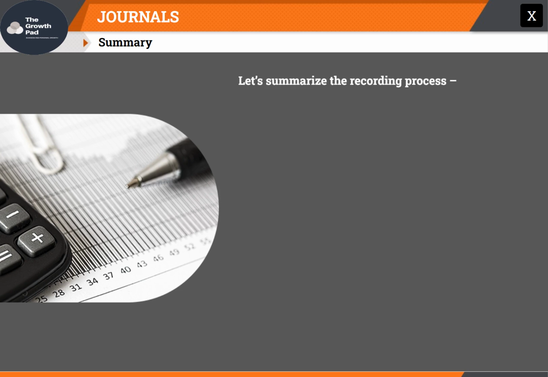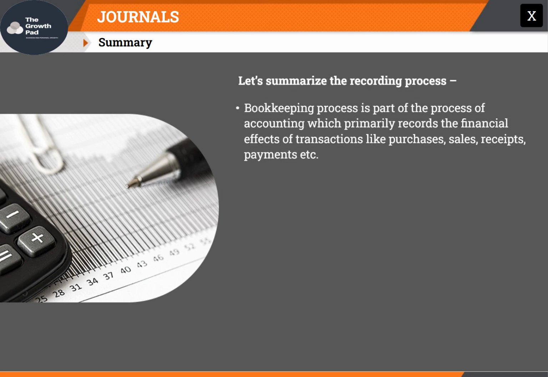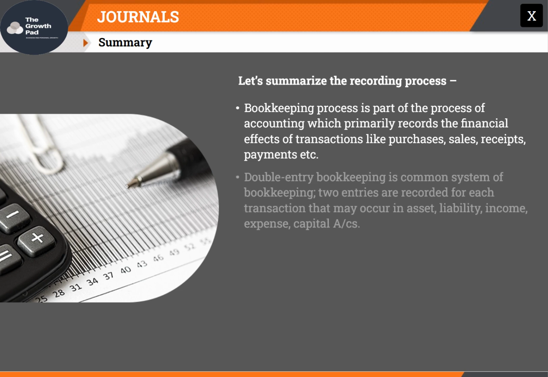Let's summarize the recording process. Bookkeeping process is part of the process of accounting, which primarily records the financial effects of transactions like purchases, sales, receipts, payments, etc. Double entry bookkeeping is a common system of bookkeeping. Two entries are recorded for each transaction that may occur in asset, liability, income, expense, capital accounts.